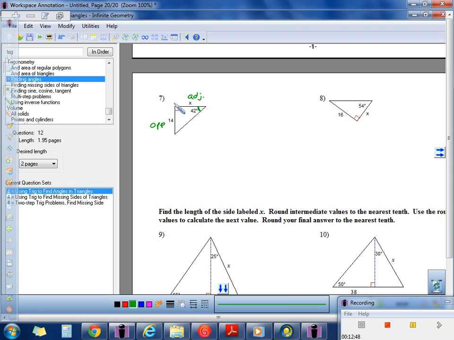Opposite and adjacent, what's that? Tangent. Do we need to use inverse? No, because we're not solving for angles right now. We're solving for a side. So we do the regular angle that it gives us, which is 42. And then we write our little ratio over here for tangent. Tangent ratio is opposite over adjacent, so that's 14 over x. Remember, we can put this over 1 and cross multiply. It's just like the last one. 14 times 1 is 14. Tan 42 times x.